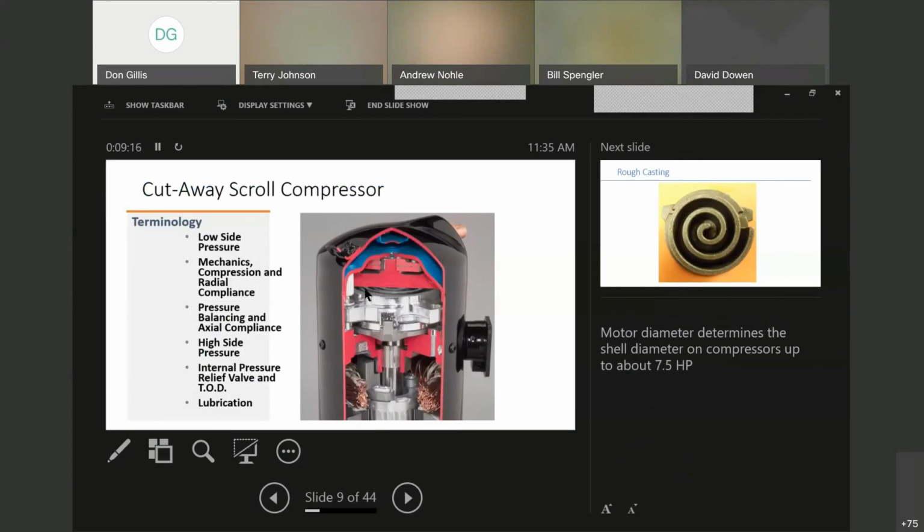We're going to talk about the mechanics, the compression, and radial compliance. We're going to talk about the pressure balancing and axial compliance. High side pressure, again, is going to be above the blue here, this muffler cap.